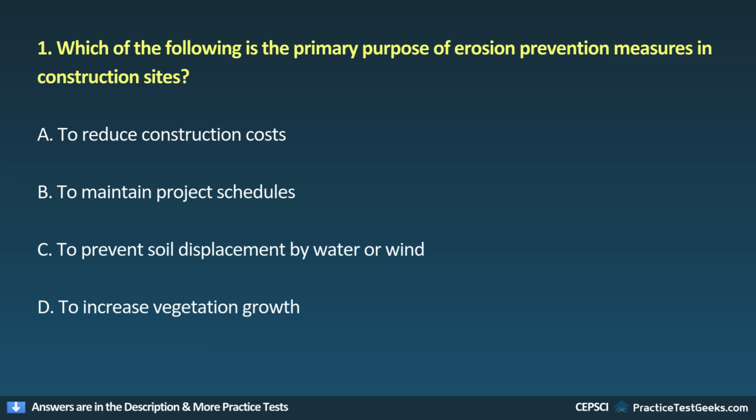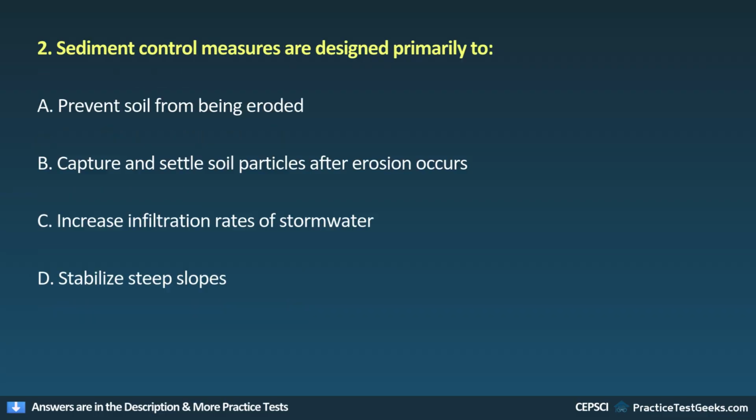1. Which of the following is the primary purpose of erosion prevention measures in construction sites? A. To reduce construction costs. B. To maintain project schedules. C. To prevent soil displacement by water or wind. D. To increase vegetation growth.